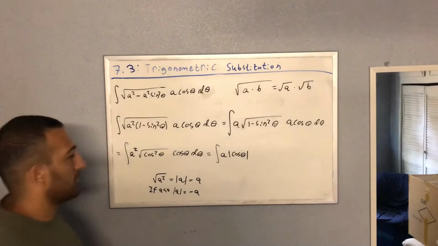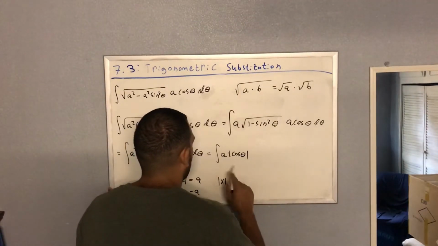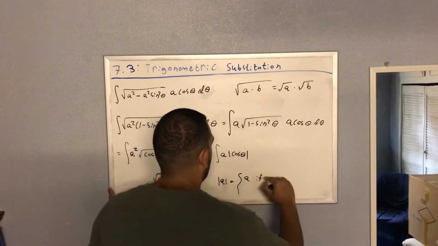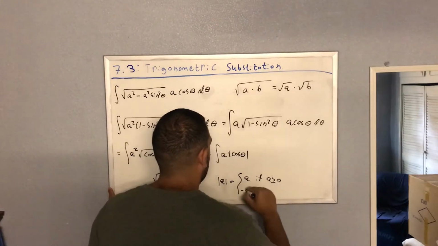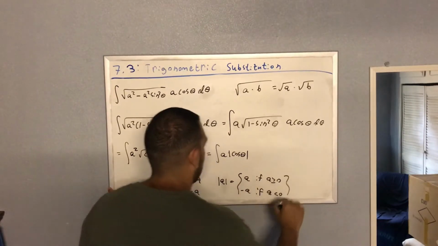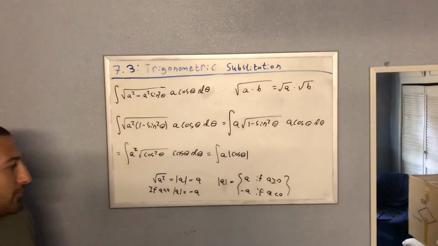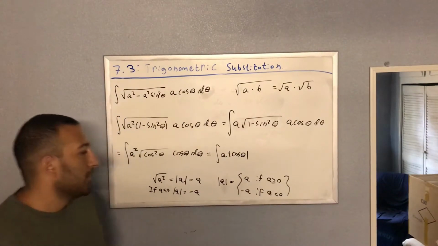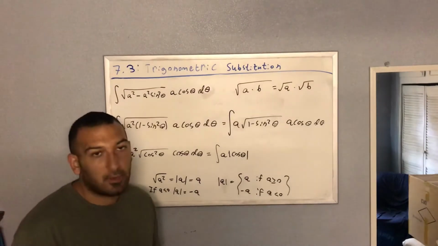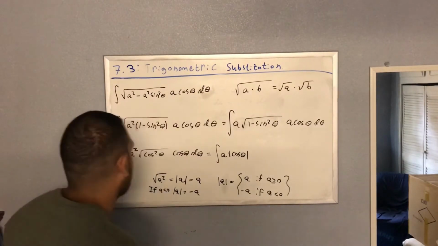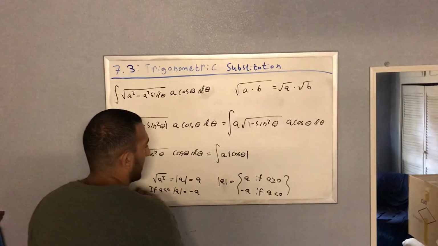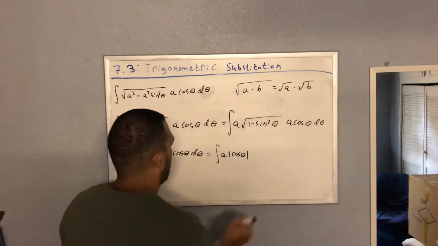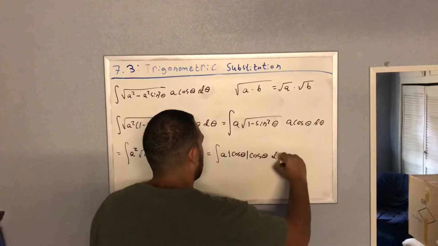So remember, this comes from the original definition of the absolute value. I'll just use a for this case. It's a if a is positive or 0, and negative a if a is less than 0. So if you want to drop the absolute value symbol, you'll either keep the original thing or you tack on the minus sign, depending on which one of these conditions you fall upon. But because a was positive, we didn't care. You can just drop the absolute value symbol because it's in this scenario. Okay? And then we have cosine theta here, d theta.